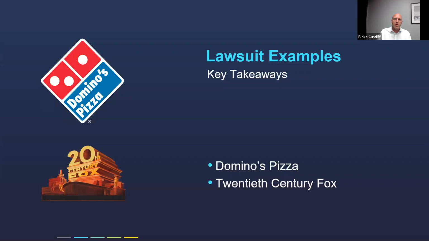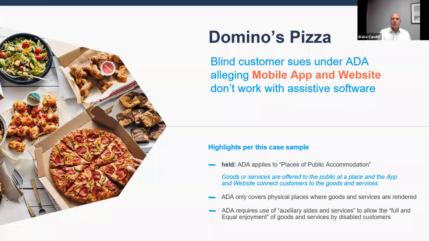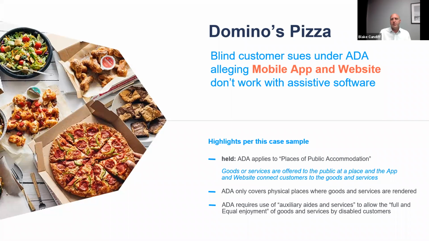So, some key lawsuit examples. The two probably most relevant, most well-known were Domino's and 20th Century Fox. I had mentioned earlier that Domino's had a blind customer that sued because they weren't able to make an order through the mobile app or the website. It wasn't working with their assistive software.